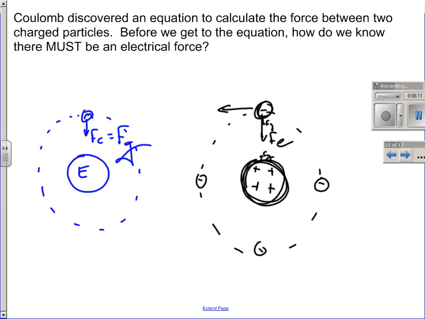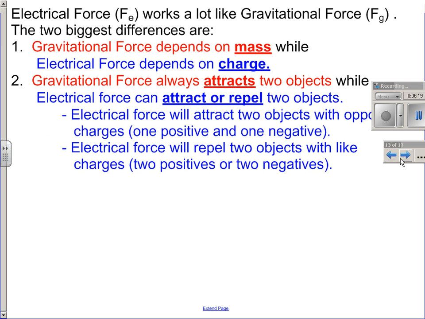What Coulomb discovered is an equation that relates the amount of electrical force to the two charges and the distance between them. All right? So, here we go. Electrical force works a lot like gravitational force, so much so that scientists are now looking for what they call a unified field theory, or a unified theory. But anyway, they're looking for one theory that describes the forces between any two objects, because these forces are, in fact, so similar in the way they behave.